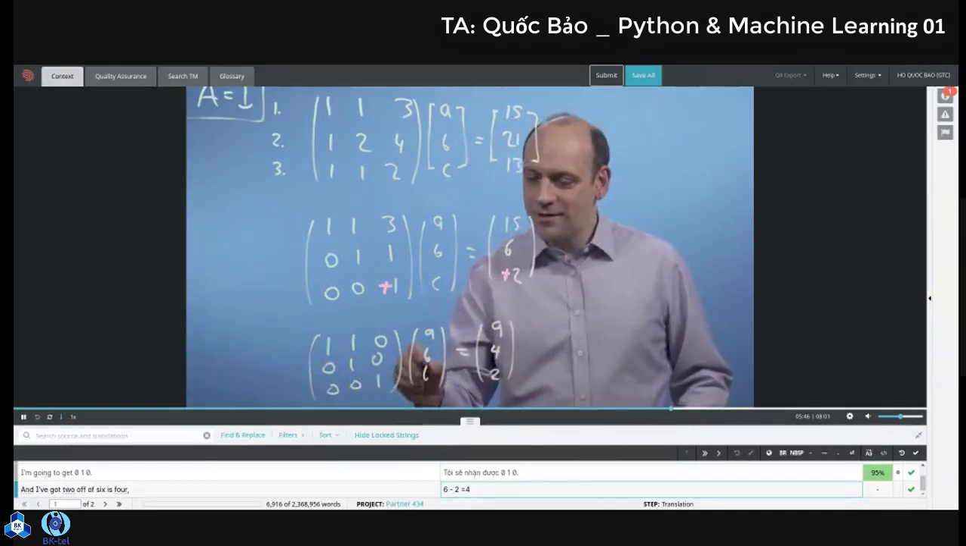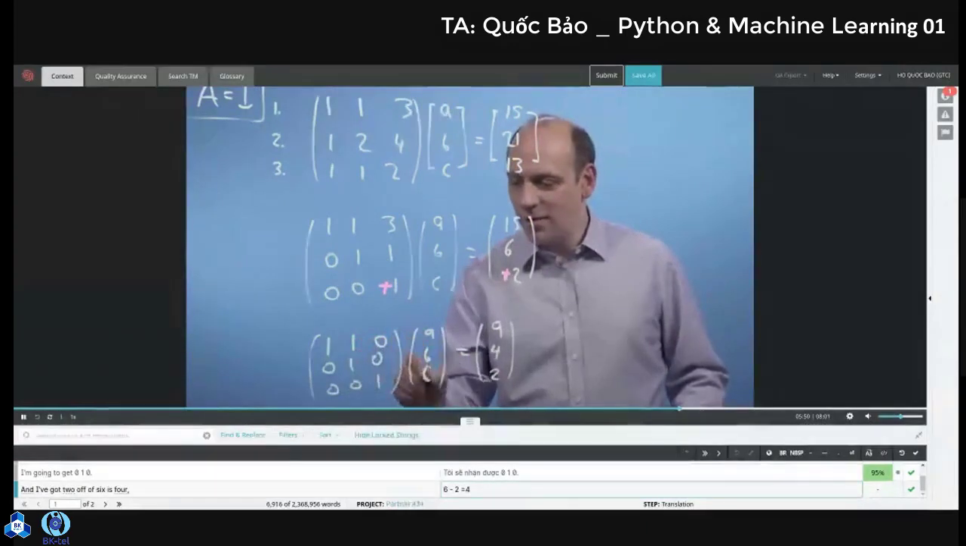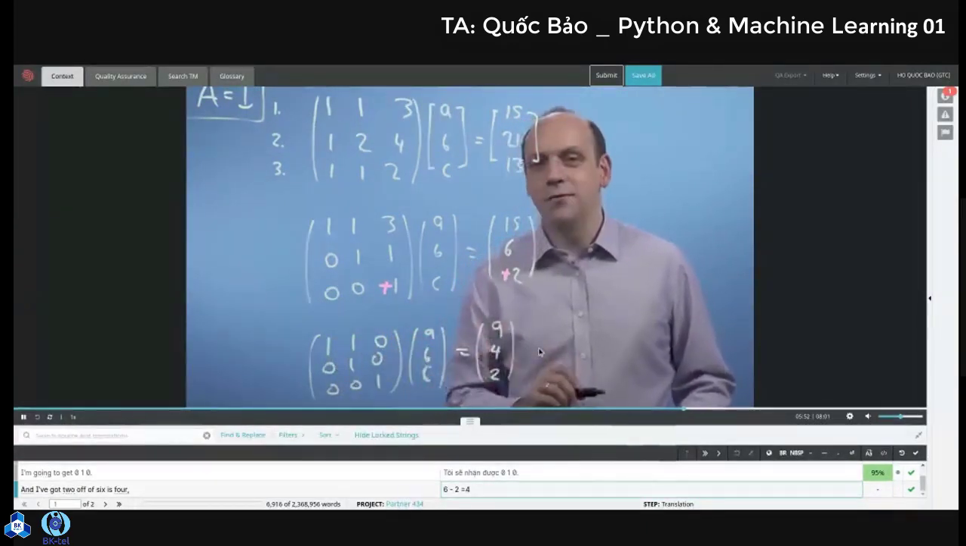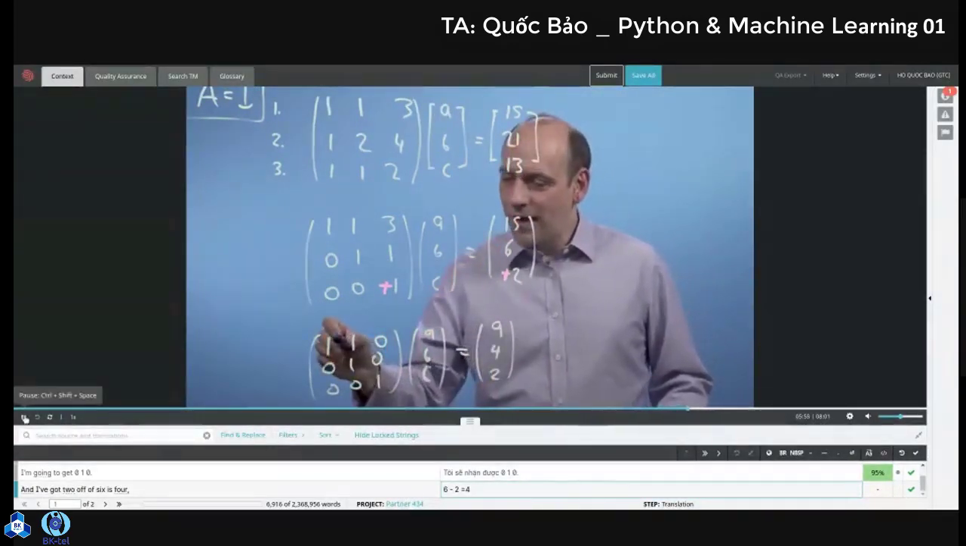And I can complete, I haven't changed the last row at all. So now I know that C here is equal to 2. I know that if I multiply that row by that column, I've got just B is equal to 4. And I've got A.